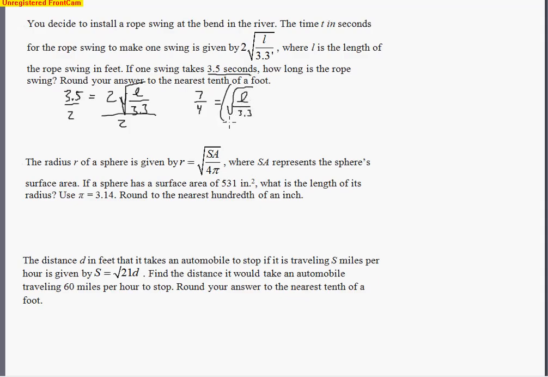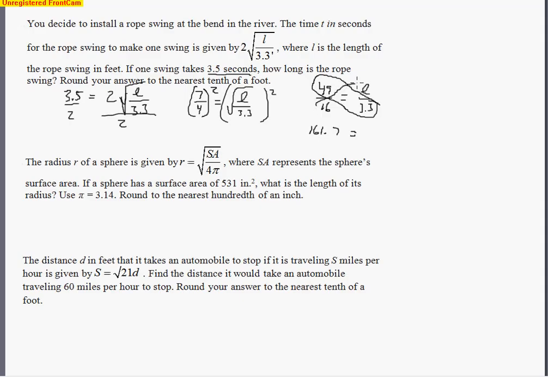So from this point, I need to get rid of the radical sign because I have nothing else attached to it. So I'm squaring both the top and the bottom of this fraction. It leaves me with 49 over 16, and this equals L over 3.3. So from this point, all I have to do is multiply the 3.3 by the 49, and then I'll do 16 times L. So I'll cross multiply here, and so I'll do 3.3 times 49, and when I multiply those numbers, I got 161 7/10.